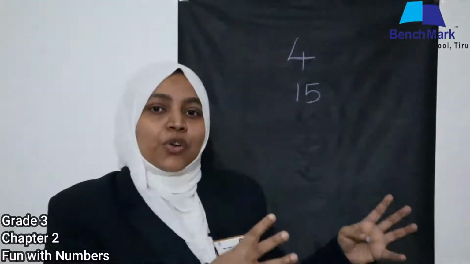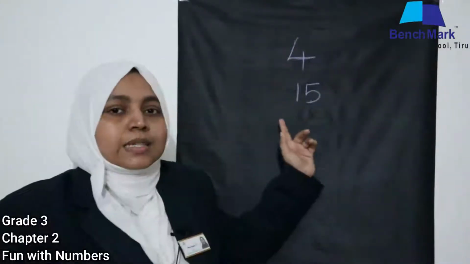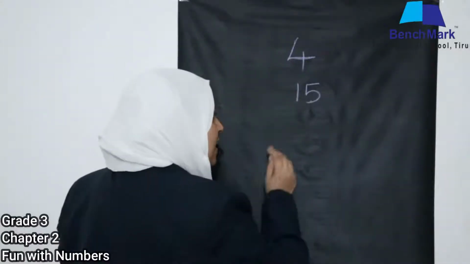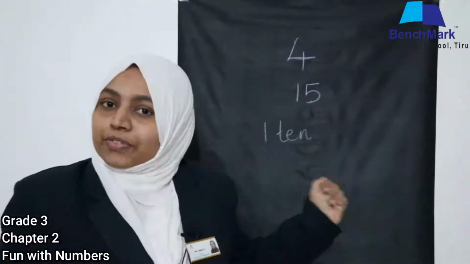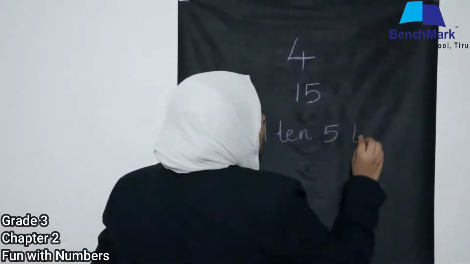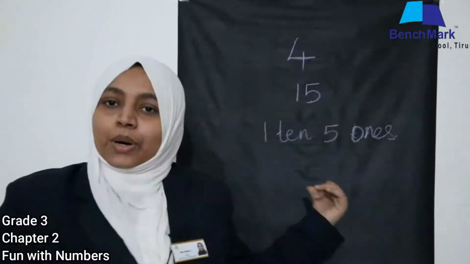And will there be any chocolates left with you? 5 chocolates will be there in your hand without joining this group, isn't it? So when we make this 15 into groups of 10, we get 1 group of 10, and 5 will be left with us. That is 5 ones. So, 1 ten and 5 ones.